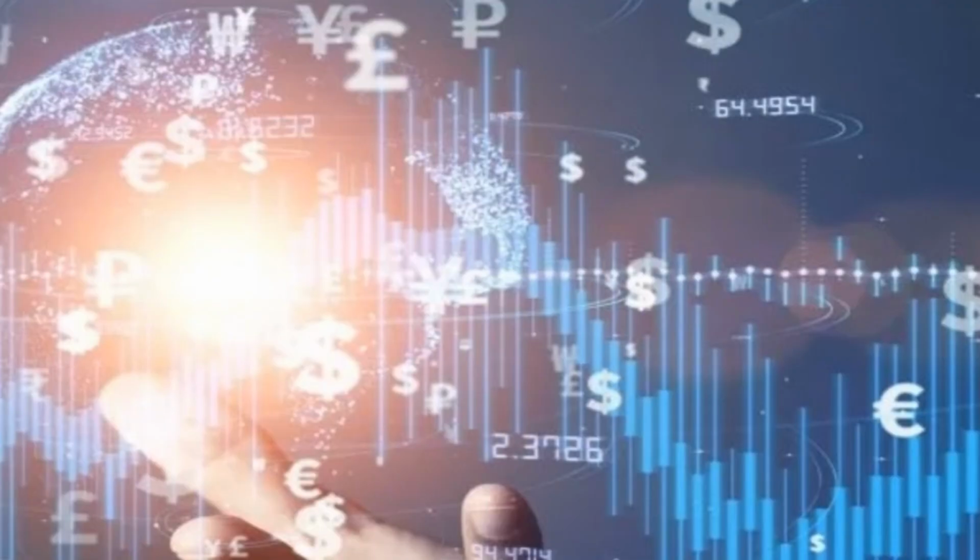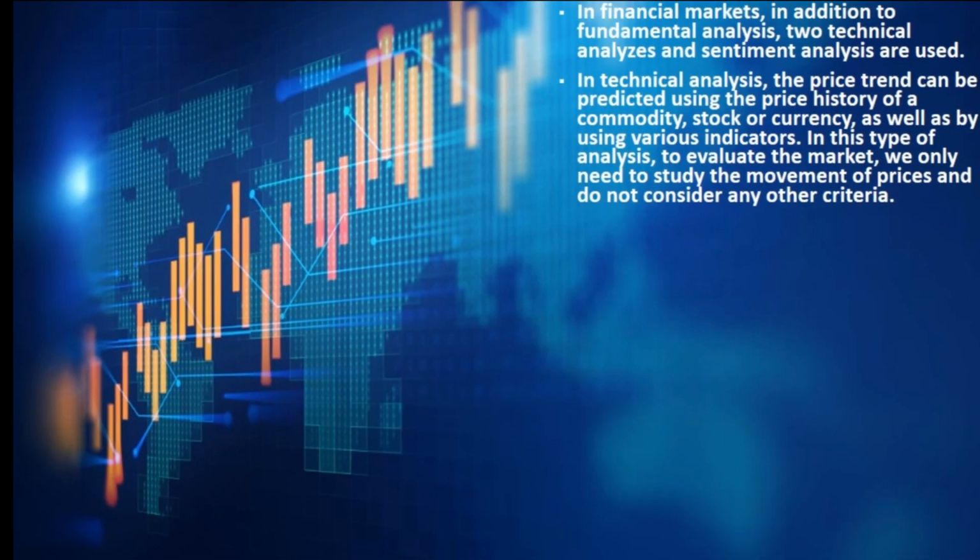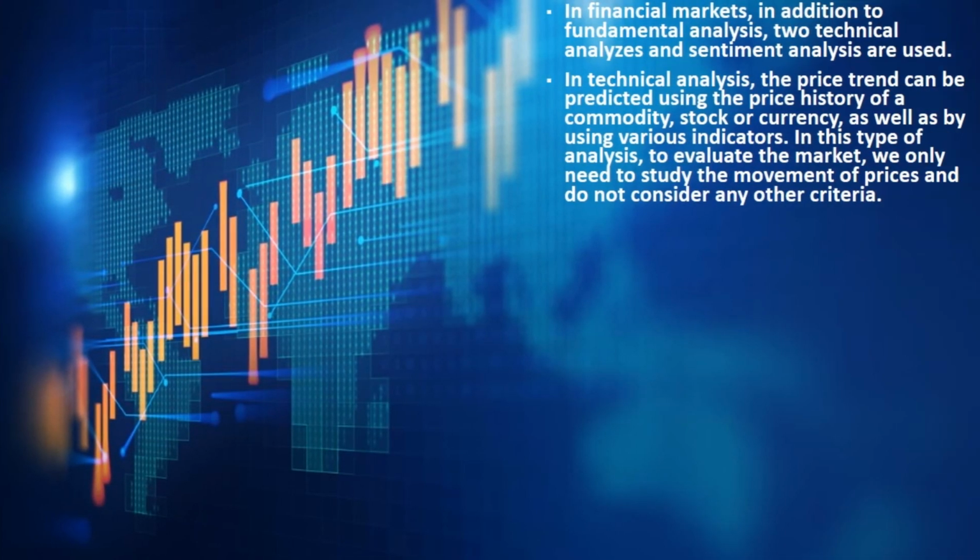Types of analysis used in financial markets. In financial markets, in addition to fundamental analysis, two other types, technical analysis and sentiment analysis, are used. In technical analysis, the price trend can be predicted using the price history of a commodity, stock or currency, as well as by using various indicators. In this type of analysis, to evaluate the market, we only need to study the movement of prices and do not consider any other criteria.